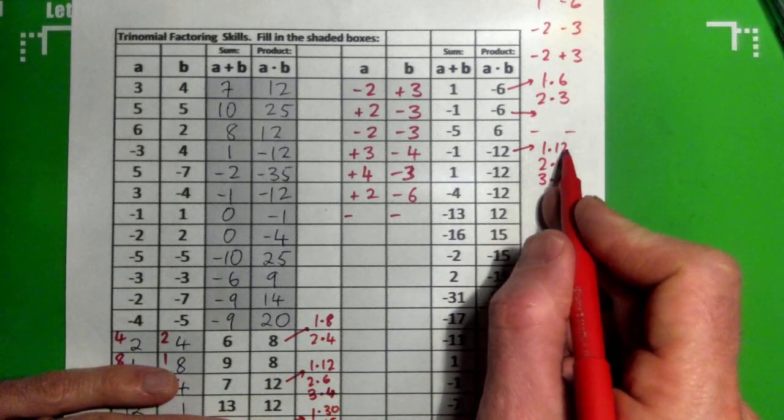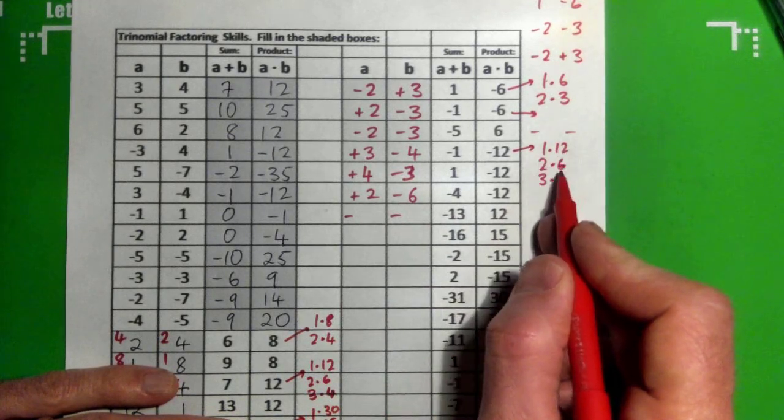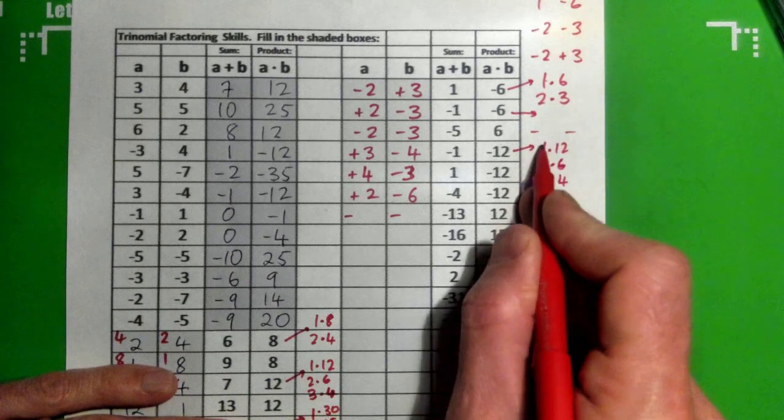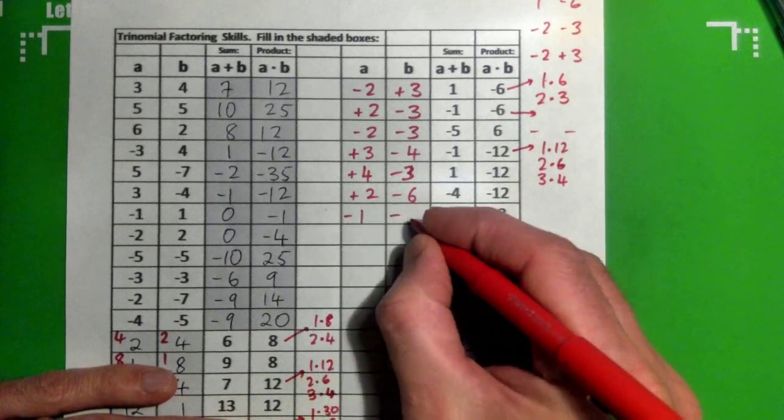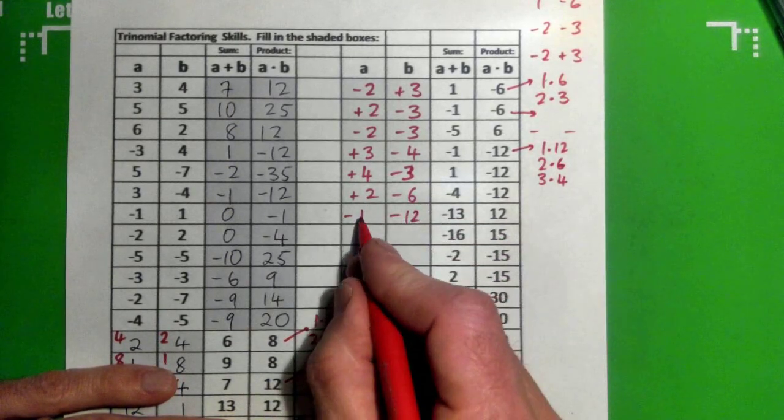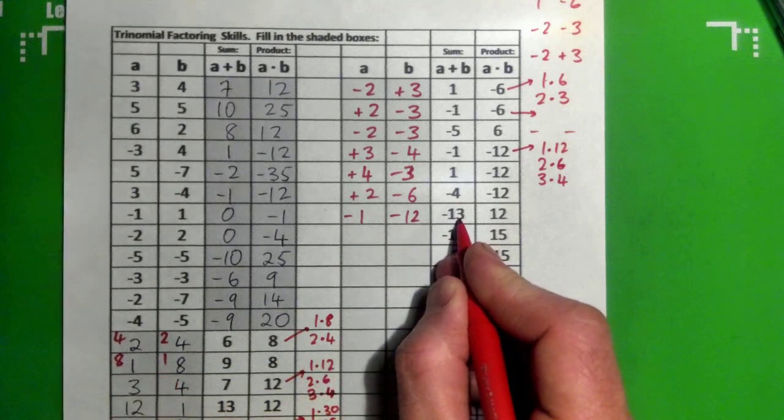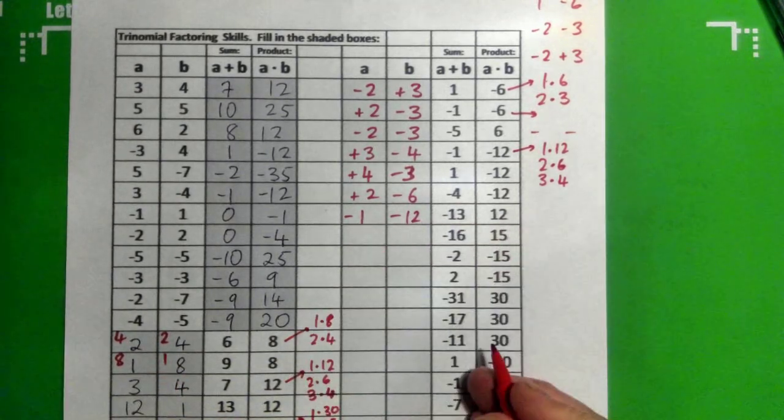Now look at your possibilities: 1 and 12, 2 and 6, 3 and 4. What do you think? Seems like a 1 and a 12, right? So -1 plus -12 gives -13, and when I multiply them, I get +12.